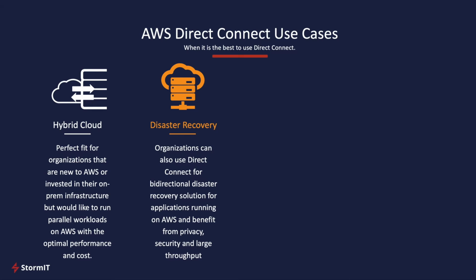Disaster recovery. Organizations use Direct Connect for two-way data backup to create a disaster recovery solution to ensure business continuity. Because these operations are data transfer intensive, by leveraging Direct Connect, organizations ensure necessary throughput, security, and cost reduction.